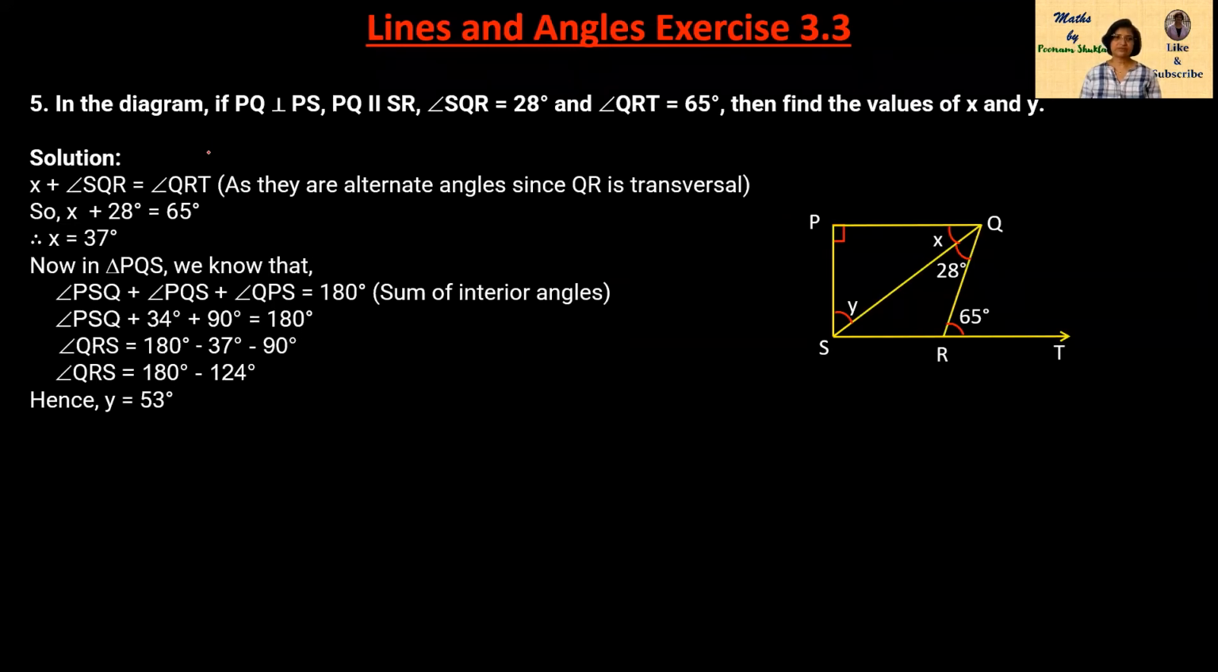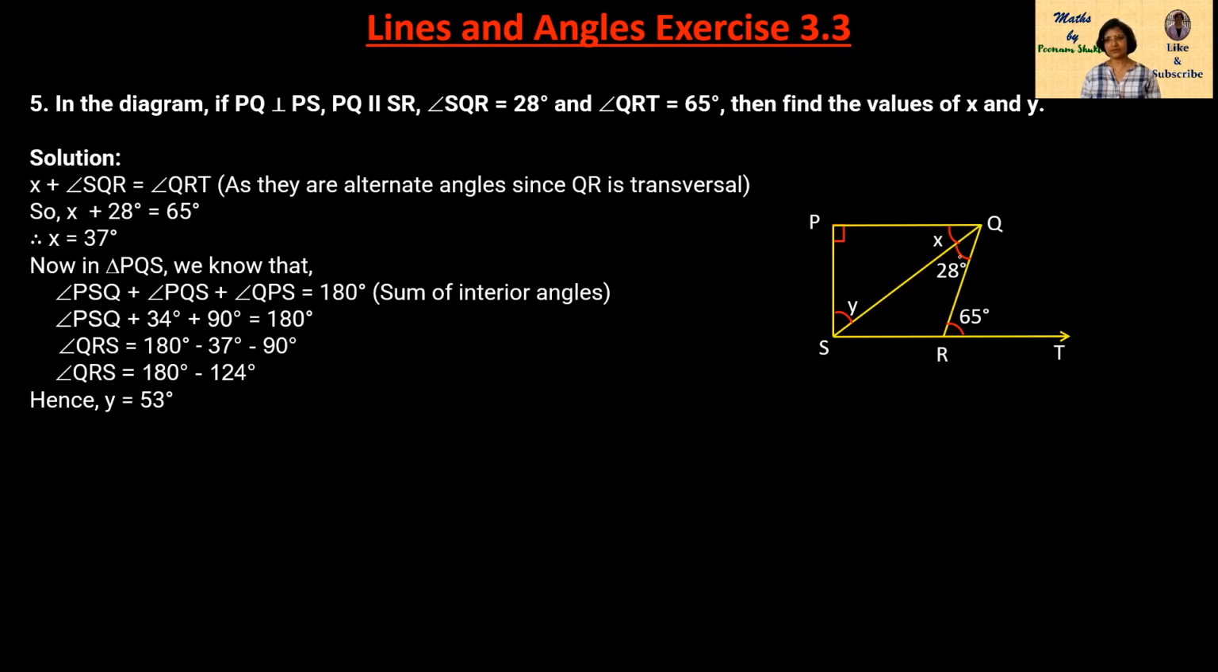Now we will come to question number 5. Here we see the diagram: PQ is perpendicular to PS, which means this is a right angle, and PQ is parallel to SR. Some angles are given. Angle SQR is 28 degrees and angle QRT is 65 degrees, and we have to find the values of X and Y. This is X, and this is Y.